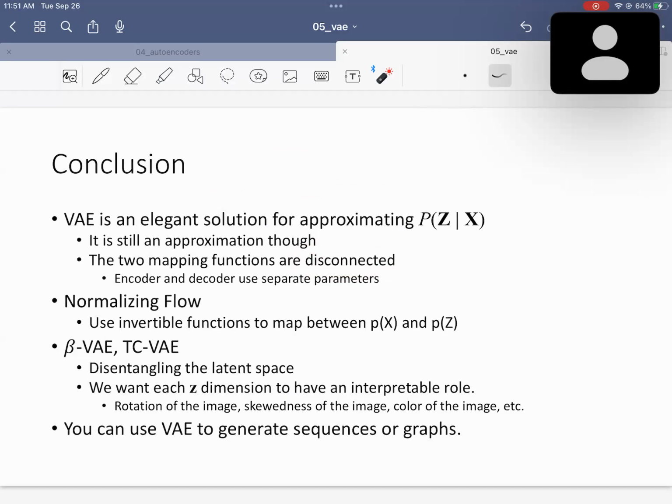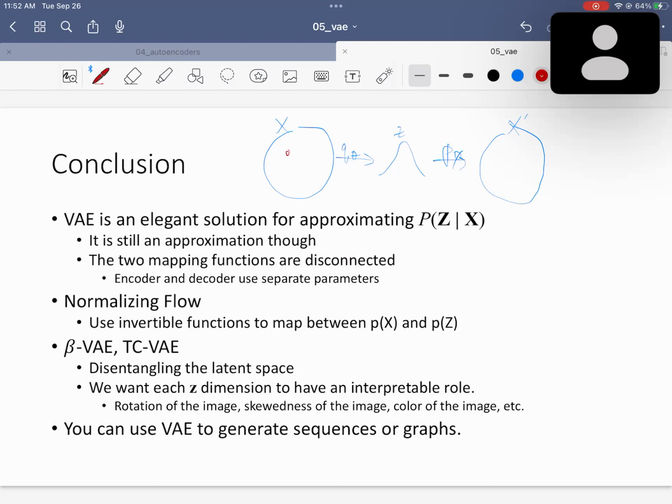Anyway, so the two mapping functions are disconnected. The two mapping functions meaning the encoder and decoder. And what that means is that the encoder and decoder use separate parameters. So, for example, you have a distribution of x, and you have a latent distribution, which is usually z, right? And then you have an output distribution, x prime. So this is the encoder, q theta, and this is the decoder, p phi. And because these two share nothing, their parameters are not tied together. They are separately trained. It's just that overall they want to minimize the reconstruction loss.